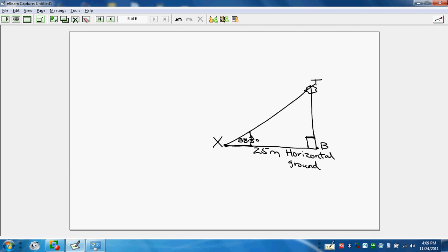Then what we have to do is calculate the height of the tree. In this diagram, the height of the tree will be TB, and that will be opposite to the angle 38.5 degrees. So we want to find the opposite. What information have they given us? They gave us the angle, and they also gave us the length XB, which represents the distance from the man to the base of the tree. Relative to this angle, 38.5 degrees, the distance XB is adjacent.